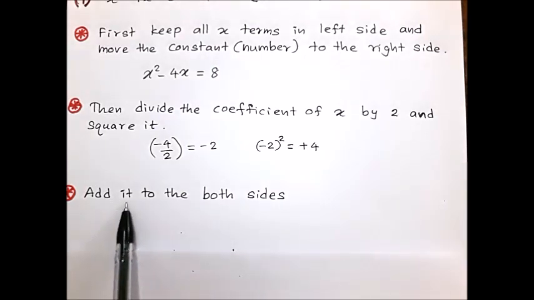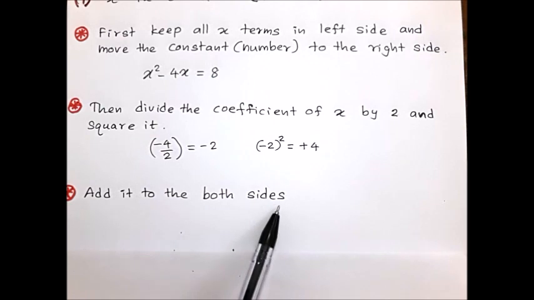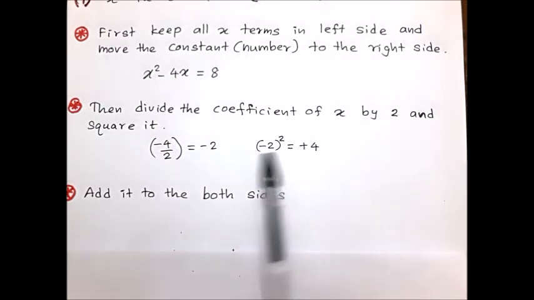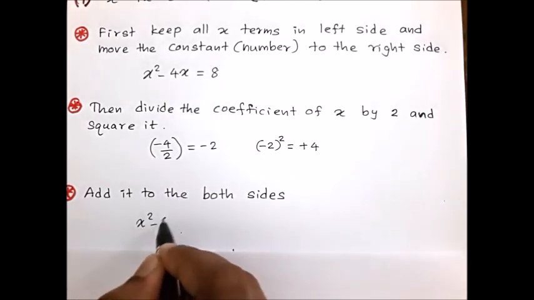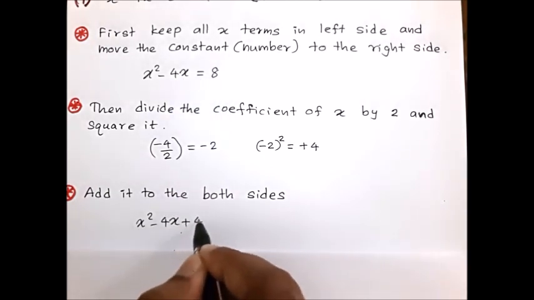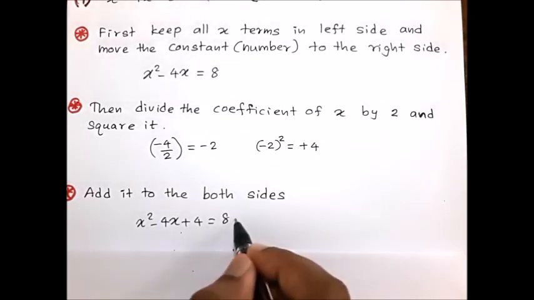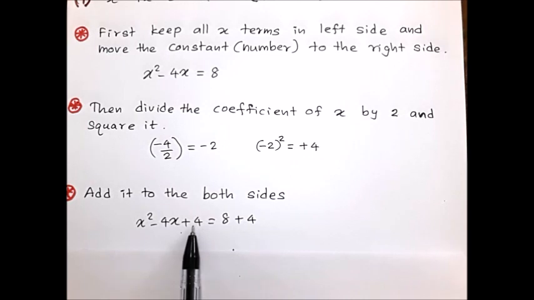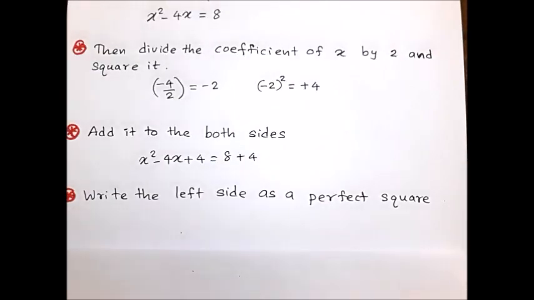Then the third instruction is to add it to both sides of the quadratic equation. This value 4, you have to add to both sides of this equation. X to the power 2 minus 4x, then add 4; 8, then add 4. This value is added to both sides of the equation. Then you have to write the left side as a perfect square. You have to write this expression as a square.